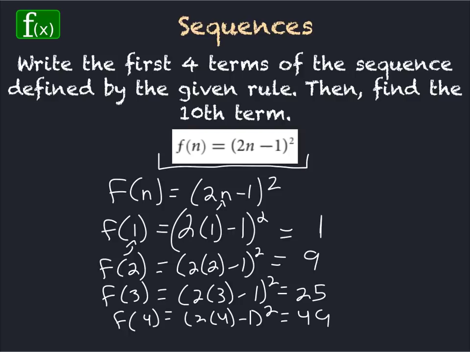And explicit rules are a lot easier to work with because all you're doing is plugging in your inputs and you could easily find your outputs. You don't need to depend on the previous term. So what do I mean by not needing to depend on the previous term?